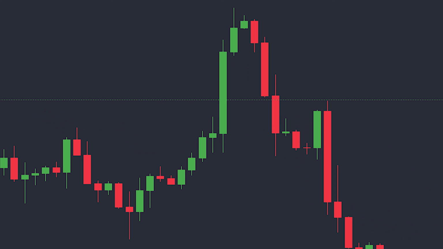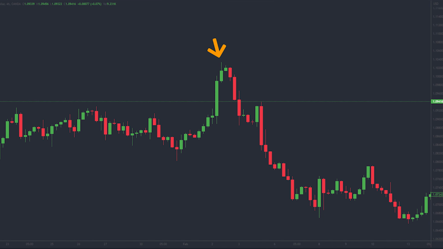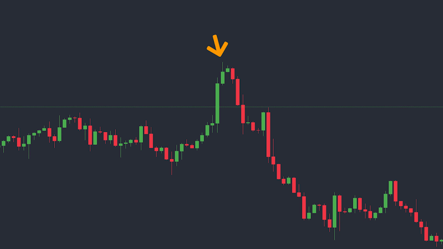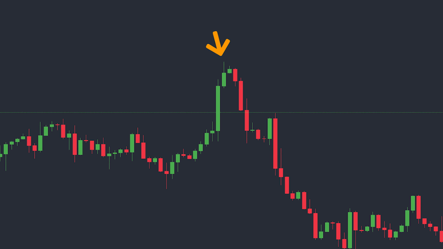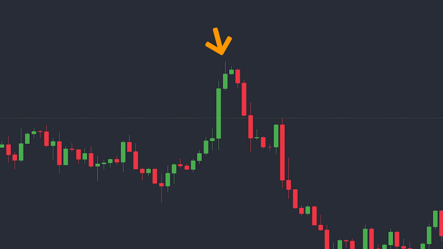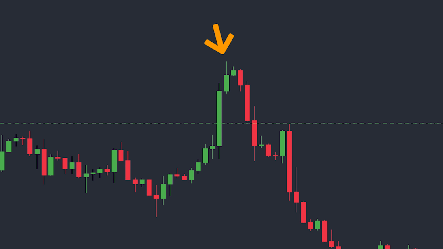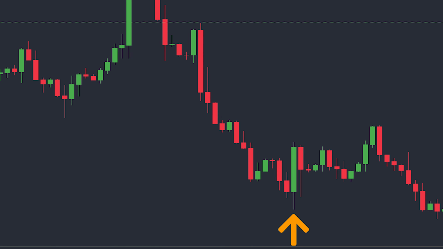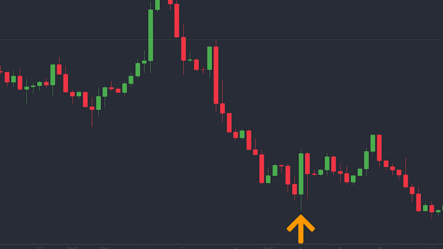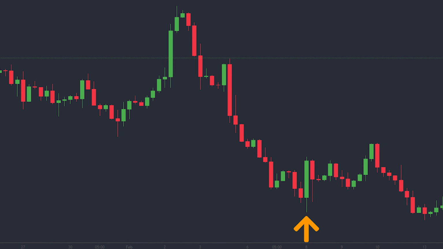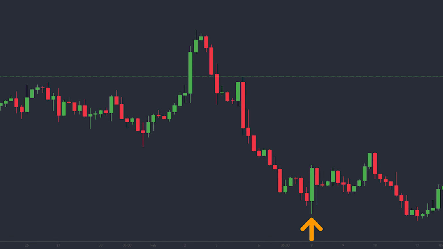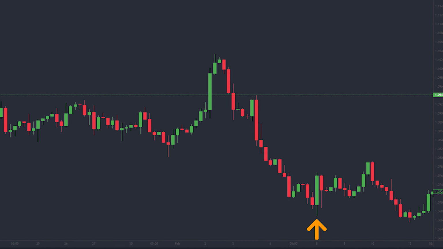The wicks or shadows of a candlestick represent the high and low prices for a given period. The upper wick represents the high price and the lower wick represents the low price. If a candlestick has a long upper wick and a short lower wick, it suggests that buyers pushed the price higher during the period, but sellers ultimately won out and pushed the price back down. Conversely, if a candlestick has a long lower wick and a short upper wick, it suggests that sellers pushed the price lower during the period, but buyers ultimately won out and pushed the price back up.